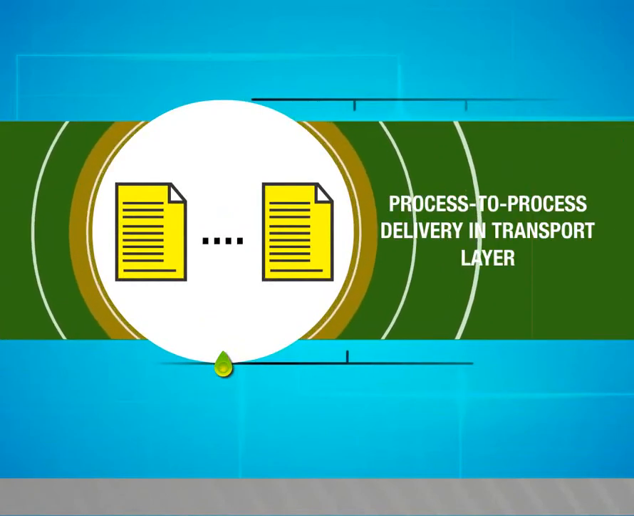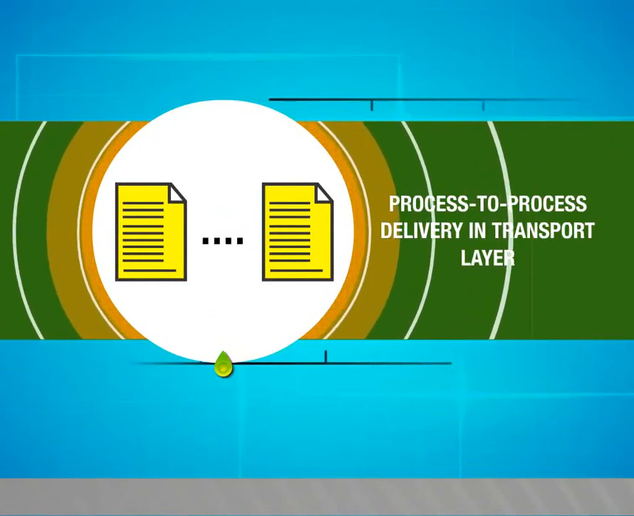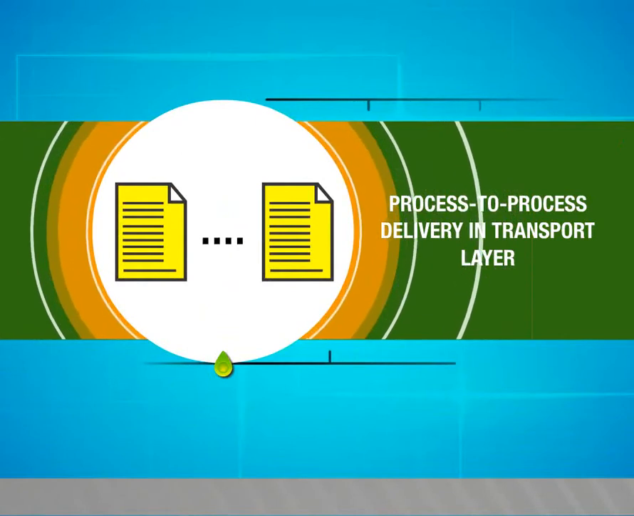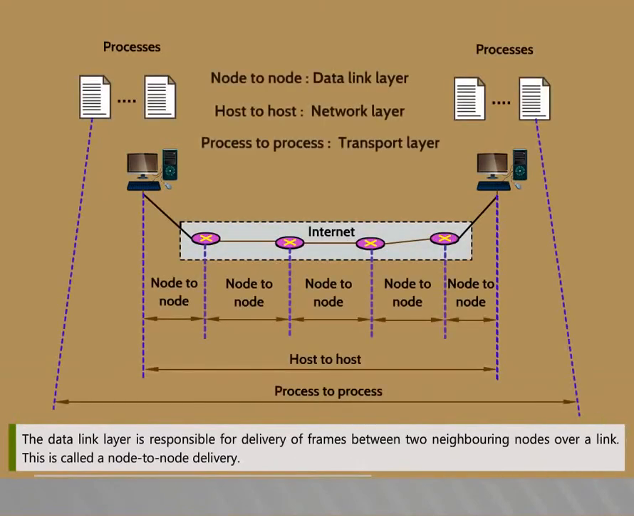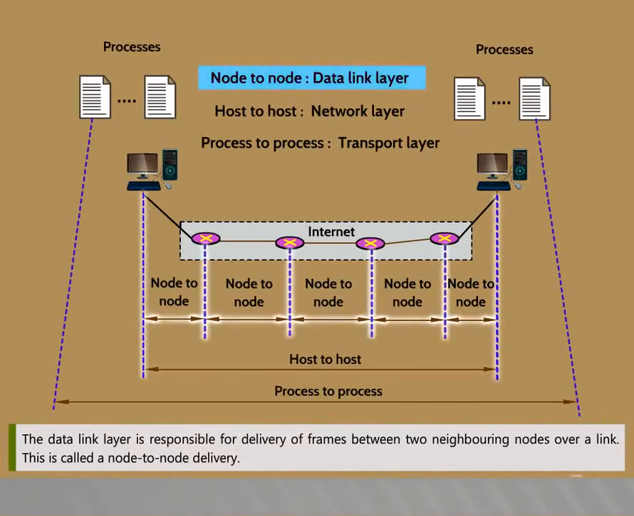Process-to-process delivery in transport layer. In this video, we are going to see about process-to-process delivery in transport layer. The data link layer is responsible for delivery of frames between two neighboring nodes over a link. This is called node-to-node delivery.